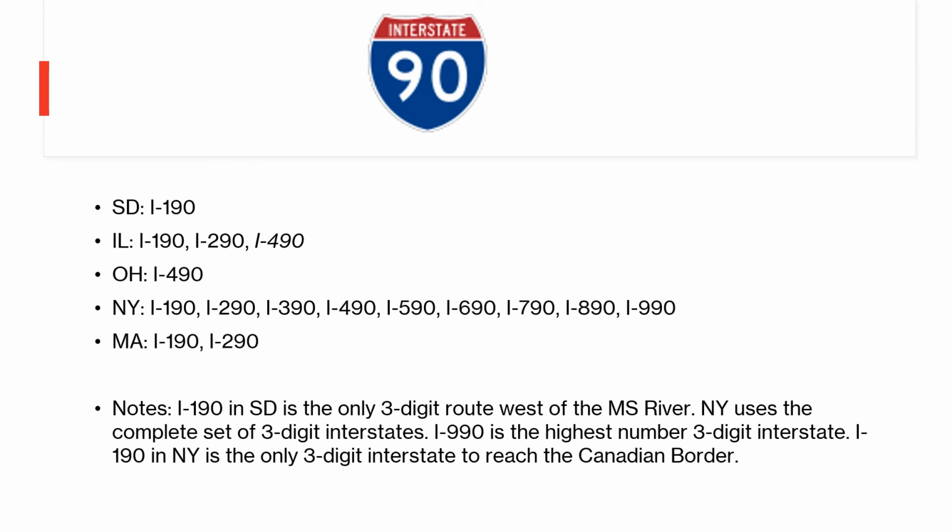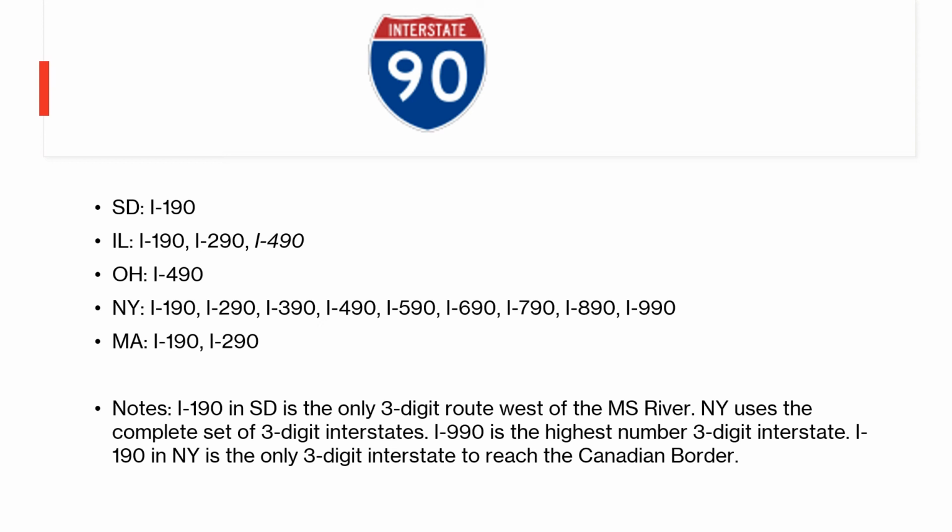I-90. South Dakota, you have 190. Illinois, you have 190, 290, 490. Ohio, 490. New York, 190, 290, 390, 490, 590, 690, 790, 890, 990. Massachusetts 190 and 290. And on here, Illinois, they're planning on having a 490.